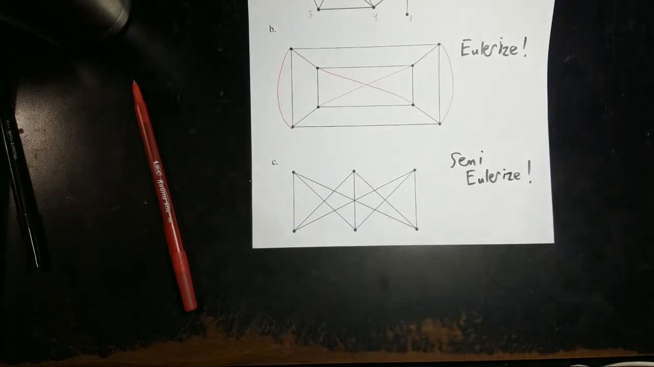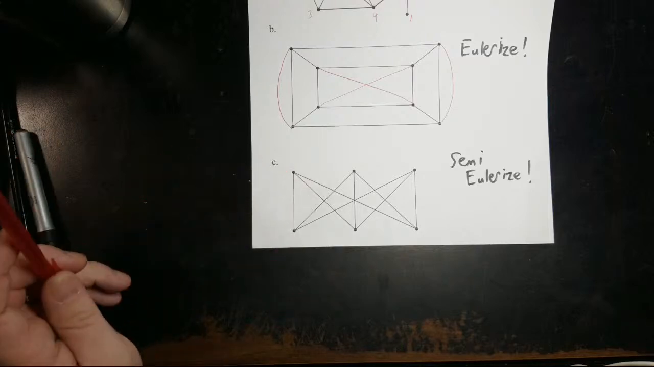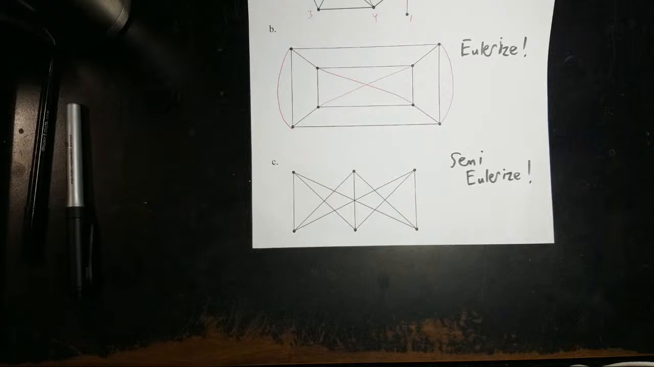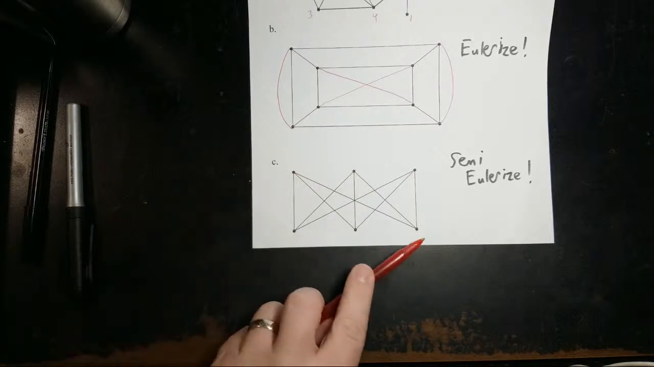If I were to semi-Eulerize, I'm trying to create some kind of a path. There's a starting point and a stopping point. I don't know. Let's pretend that they're all odd. In order to semi-Eulerize, in order to create the path, I have to leave 2 odd vertices. Sometimes it does matter which ones. So maybe I wanted to start here, and maybe I wanted to stop here.